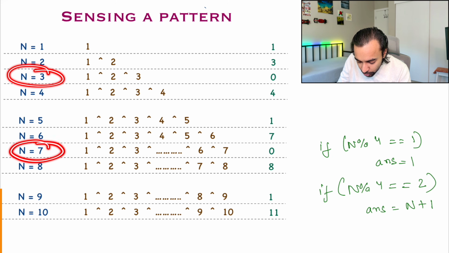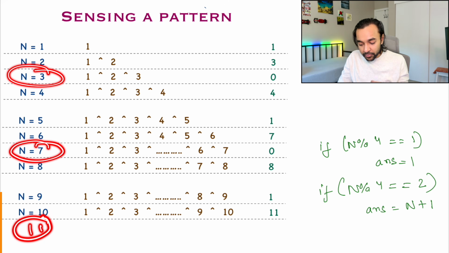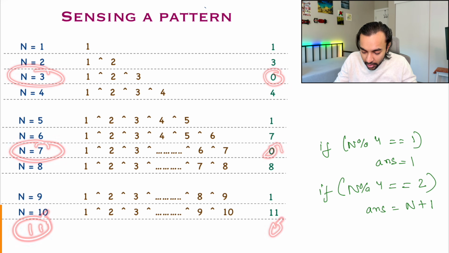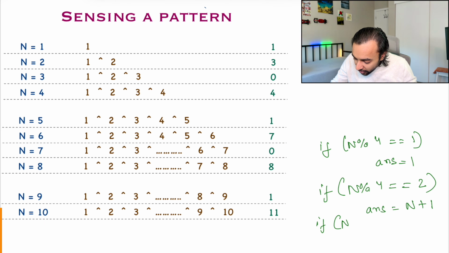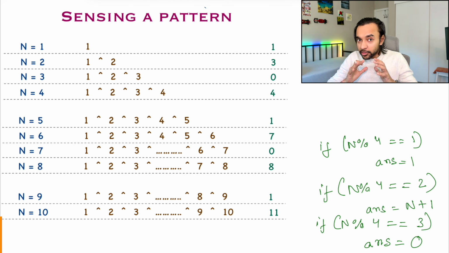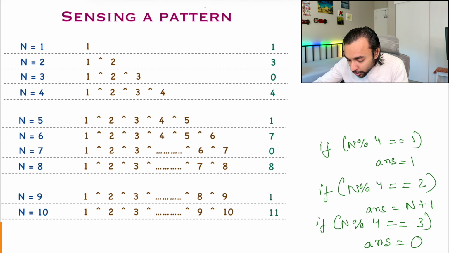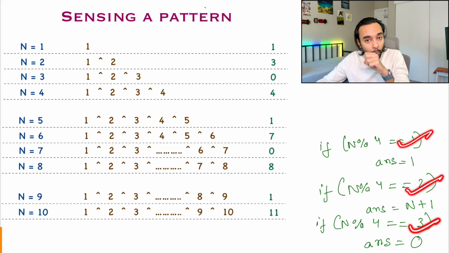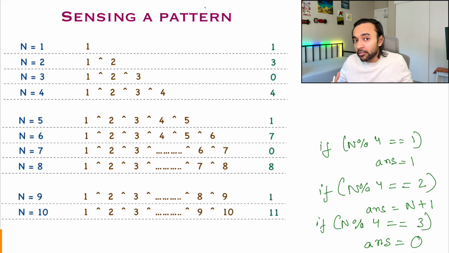Now check out n equals 3, 7, and obviously 11. What is happening over here? I am saying that if n modulo 4 equals 3, the answer is always 0. So far so good. We have determined that if the modulo value is 1, what is the answer? If the modulo value is 2, what is the answer? If the modulo value is 3, what is the answer? What are you remaining with?